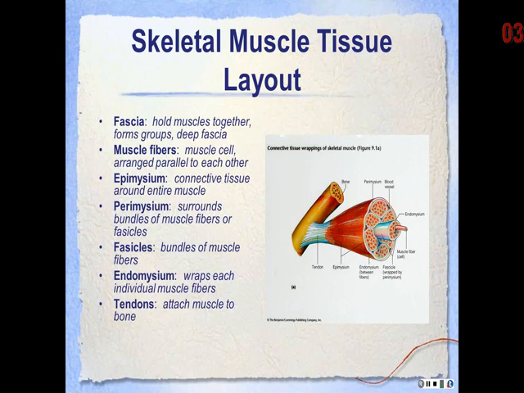Within the muscle there are bundles of muscle fibers called fascicles, and these bundles are surrounded by a membrane called the perimysium. Each of the muscle fibers is also surrounded by endomysium. At the ends of the muscle, we have tendons to attach them to bone.